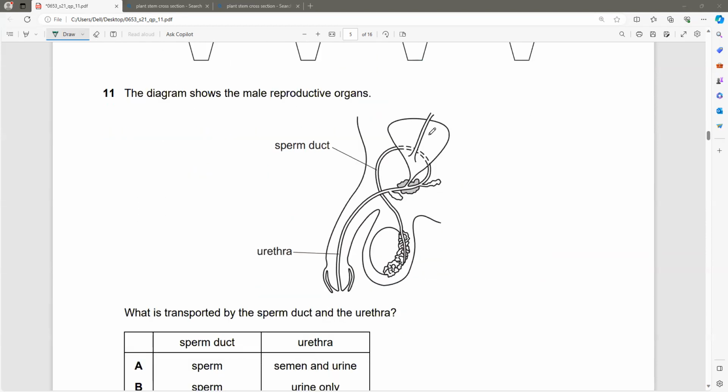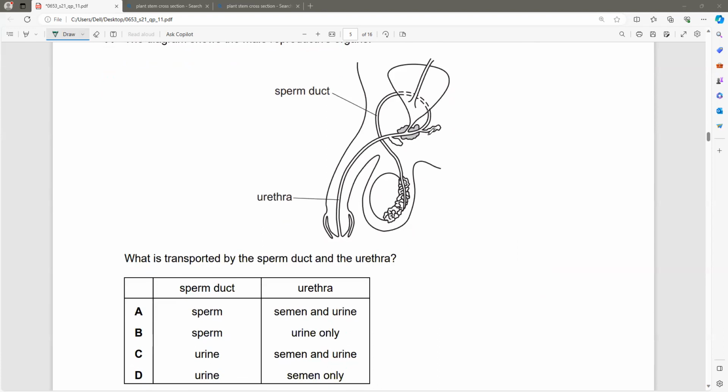Next. The diagram shows the male reproductive system. What is transported by the sperm duct, as well as the urethra? They are asking the functions. Make it fast, everybody. What is the sperm duct? Sperm duct will carry what, guys? Sperm duct will carry only what? Male reproductive cells. That is what we used to call sperms.